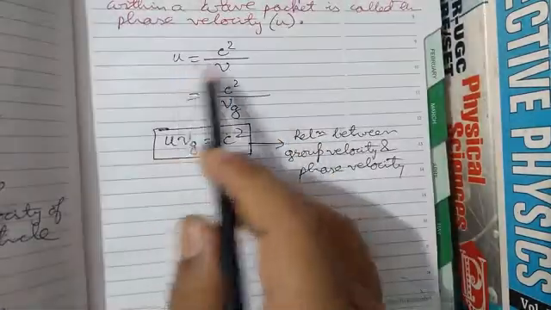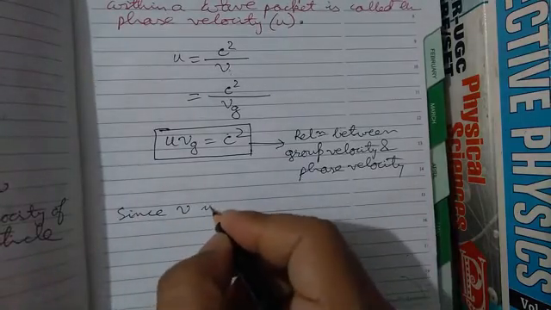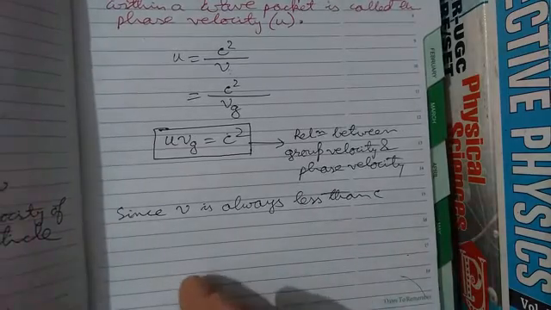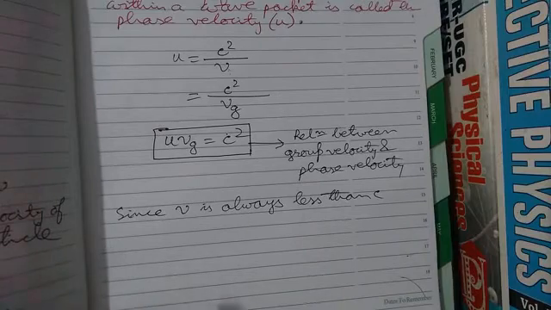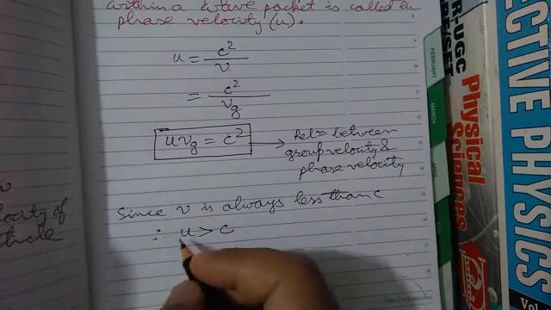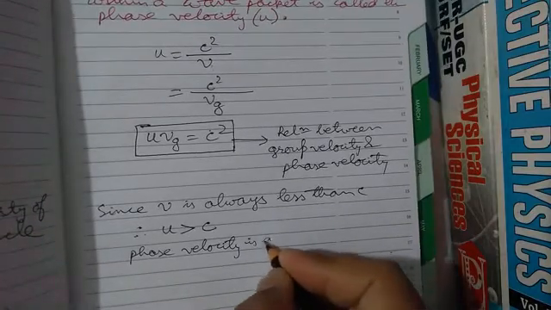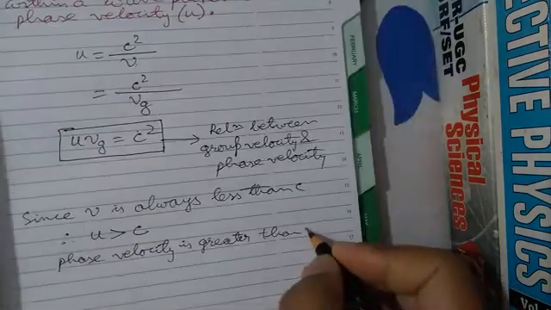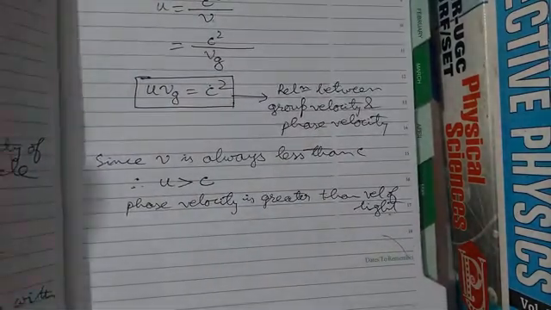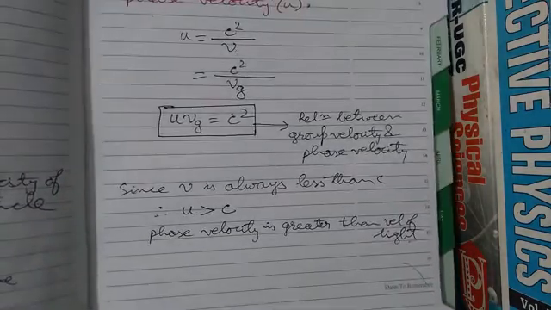Another interesting thing is that u is equal to c squared by v. Now v is the particle velocity. According to the special theory of relativity, no material particle can move with a velocity greater than that of light. Since v is always less than c, therefore u is greater than c. That is, phase velocity is greater than the velocity of light. This derivation is so important and so interesting.